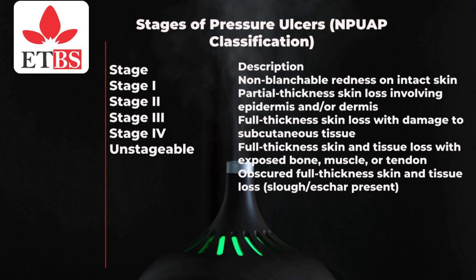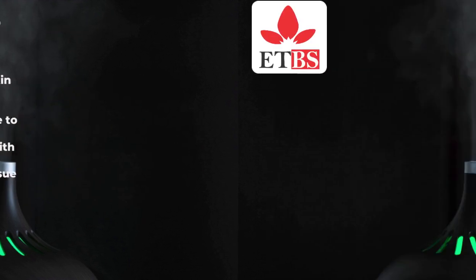Stage 2: partial thickness skin loss, involving epidermis and/or dermis. Stage 3: full thickness skin loss with damage to subcutaneous tissue. Stage 4: full thickness skin and tissue loss with exposed bone, muscle, or tendon. Unstageable: obscured full thickness skin and tissue loss, slough or eschar present. Note: early recognition and intervention are key to preventing progression.